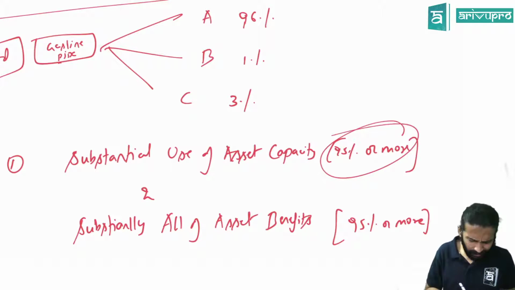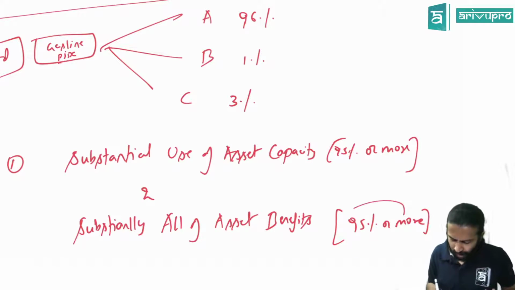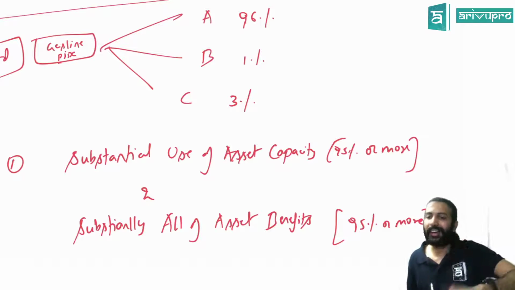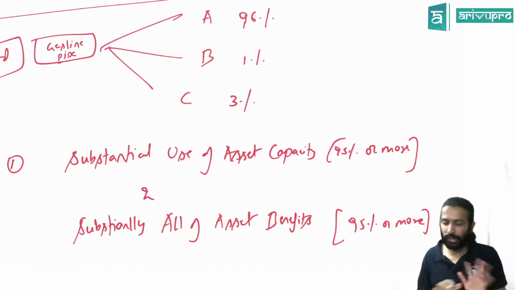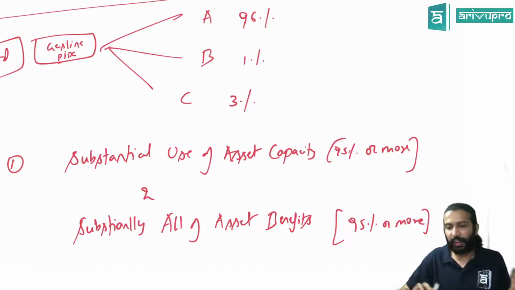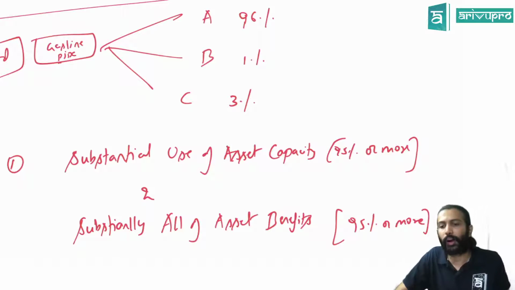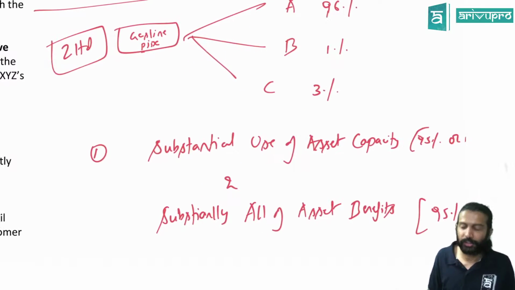That guy who is using more than 95% of capacity will generally get substantially all of the asset benefits, meaning more than 95% of benefits. For that guy, it will be an identified asset, meaning only for that guy it will be a lease. For other users, it will not be a lease. It will be a supply arrangement, a purchase and sale transaction. Nothing to do with lease. Got it? This is what they have called out in your identified assets.